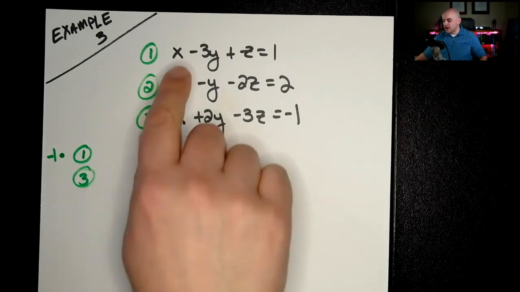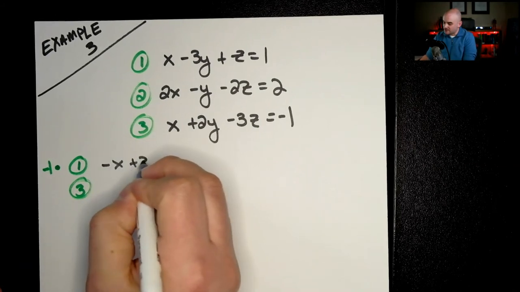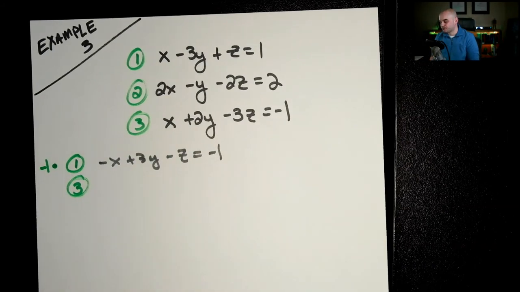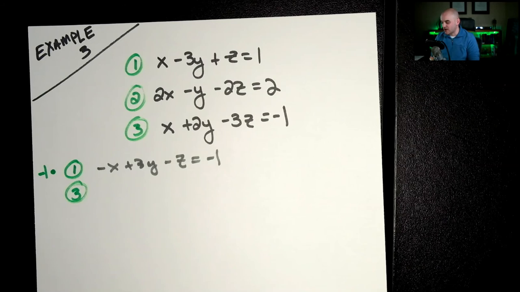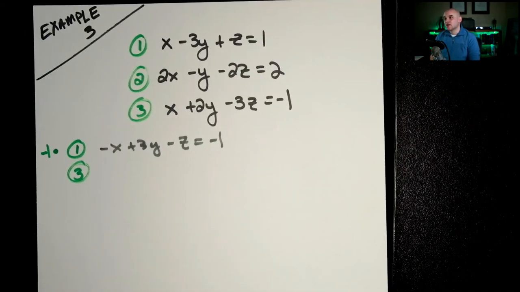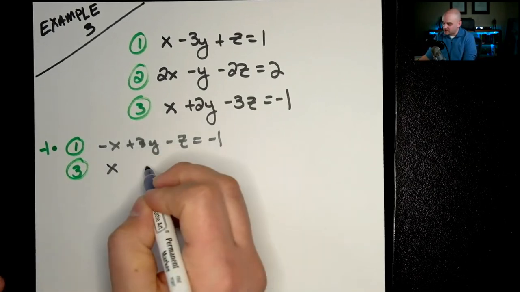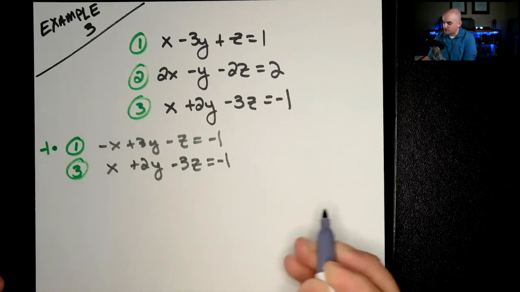So when I do that, all these signs flip in here. So this gives me negative x plus 3y minus z equals negative 1. Remember, each term must be multiplied by whatever number you're talking about. In this case, since it's negative 1, it's just flipping those signs. Now, I'm going to pair with that equation 3, and I'm just going to write it down like it is, x plus 2y minus 3z equals negative 1.